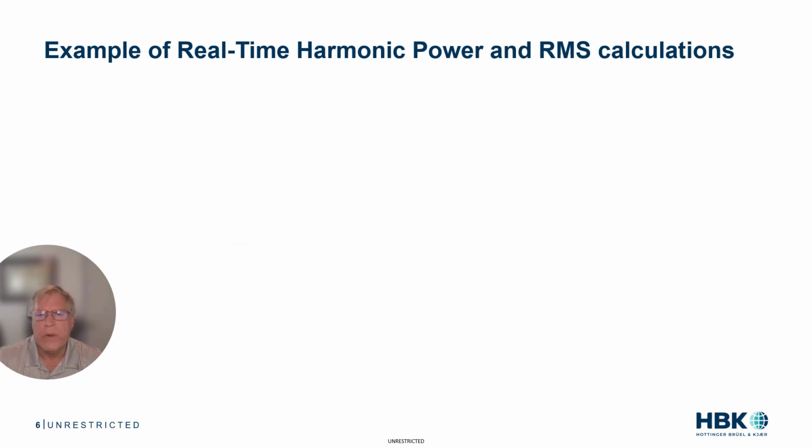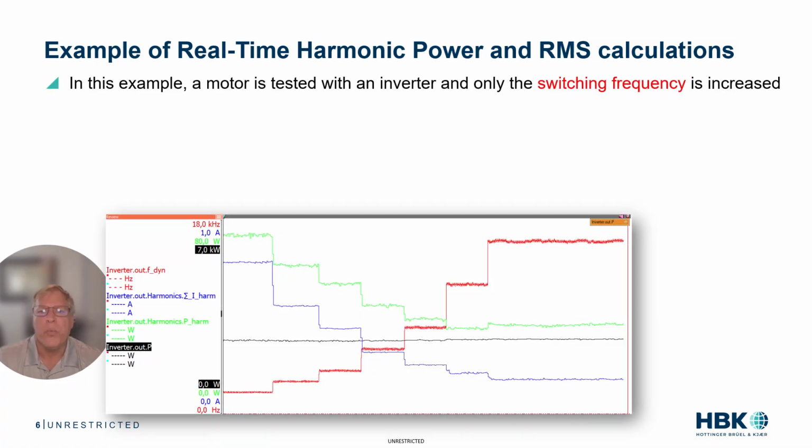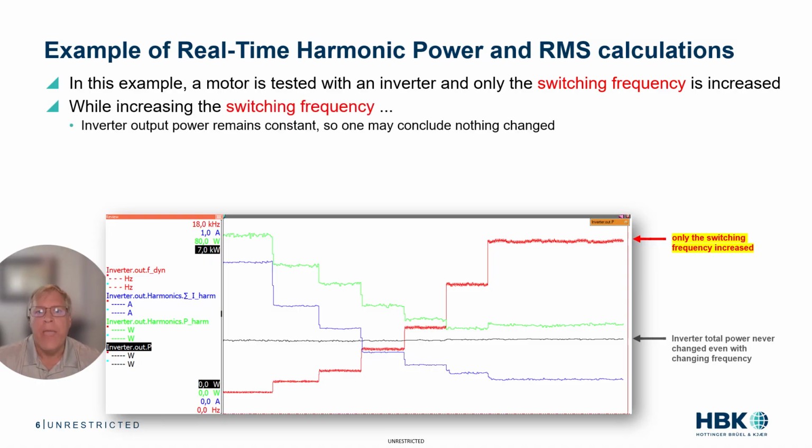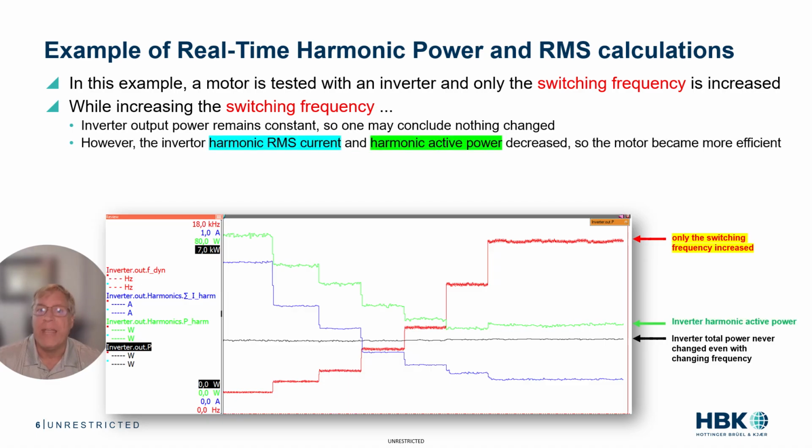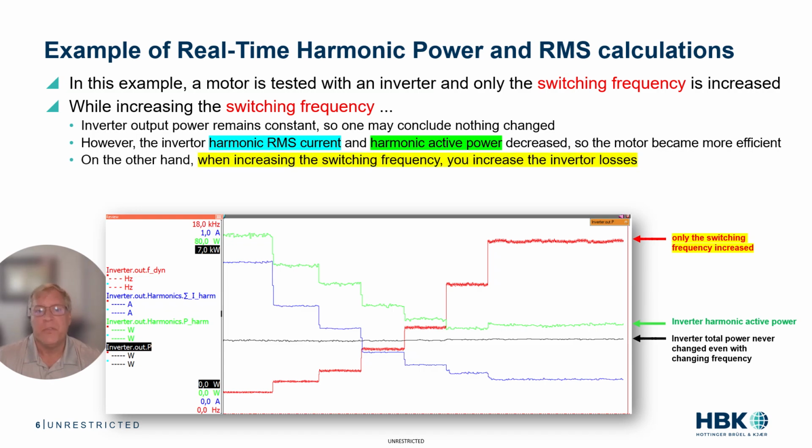Here's a real example. We tested a motor with an inverter and only increased the inverter's switching frequency, with everything else remaining the same. The output power is constant, so you would conclude nothing changed. However, if you look at the inverter harmonic active power and harmonic RMS current, they decreased, which means the motor became more efficient.